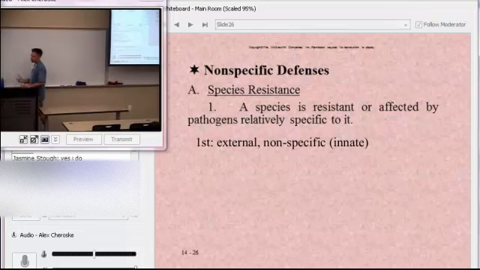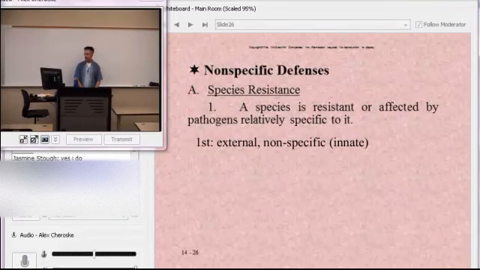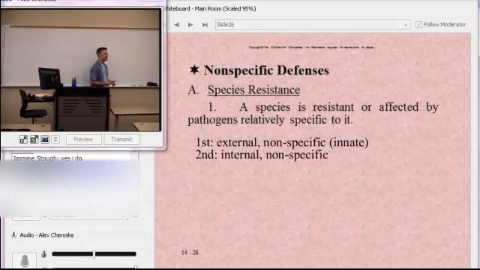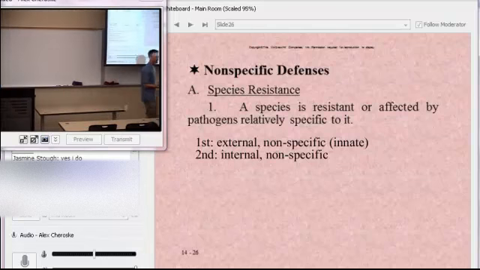Our second line of defense is going to be internal, non-specific. That means whatever pathogen gets past the barrier and is inside, we have some cells inside of us that, again, don't care what it is. They think, I don't recognize you, and I try to kill you. So it's internal, but it's non-specific.